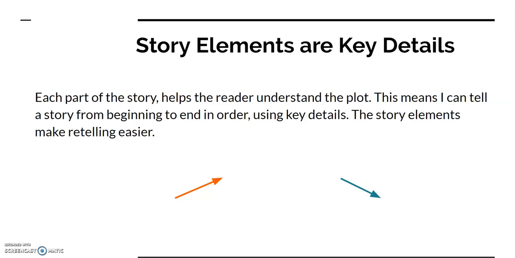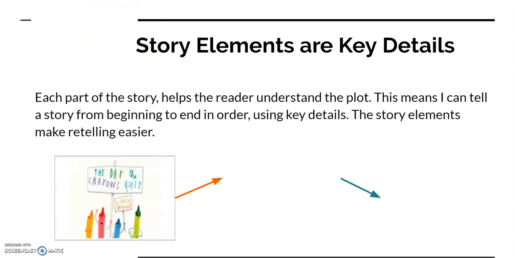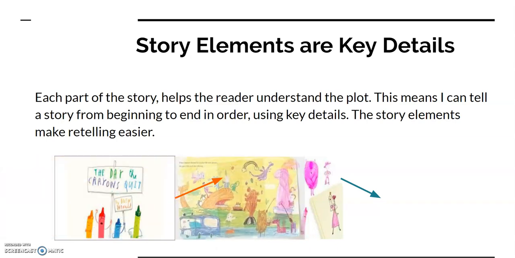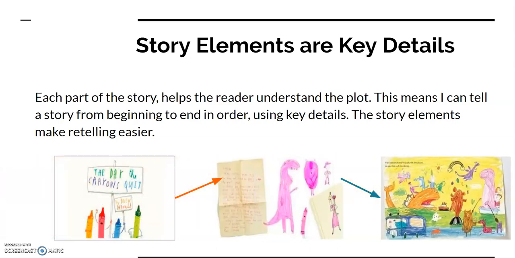So let's look at The Day the Crayons Quit. We know that the crayons are upset with Duncan. They write letters. Duncan reads those letters and he makes changes so that the crayons will be happy. So I've told the story from beginning, middle, and end in order, and I've talked about Duncan, I've talked about some of the things that happened, and then I've talked about how the problem gets resolved with a solution.